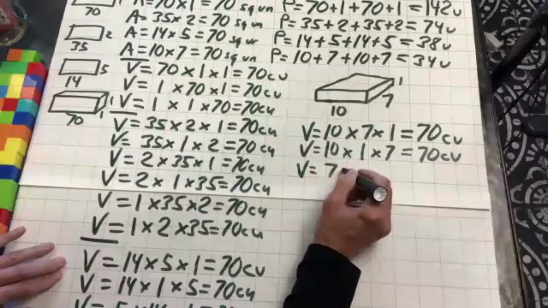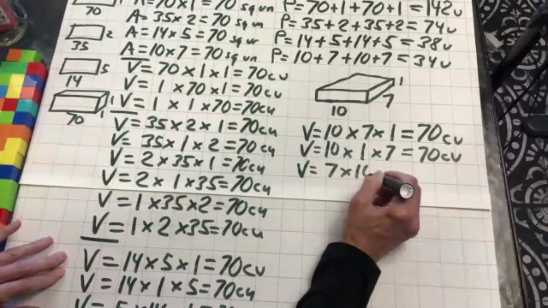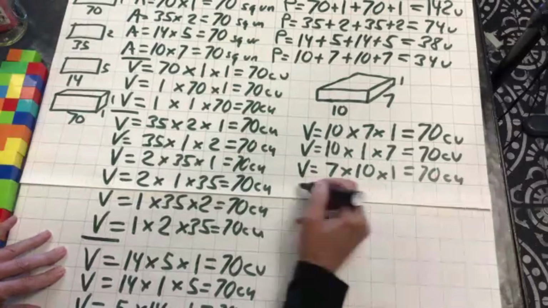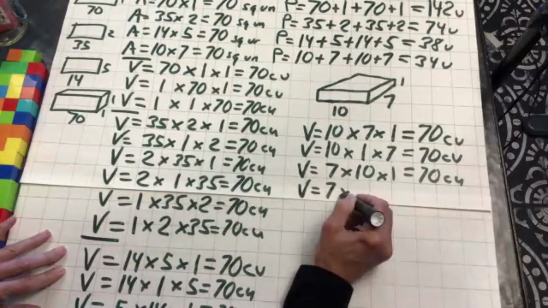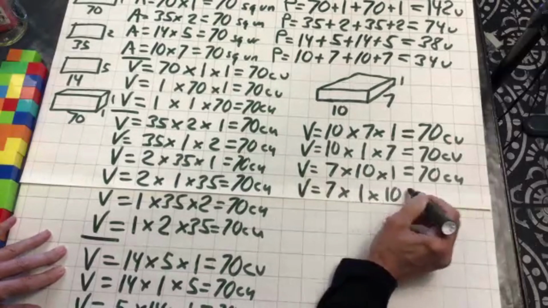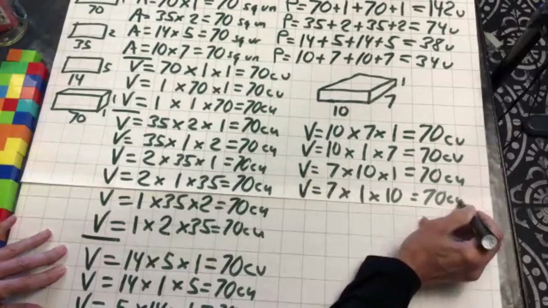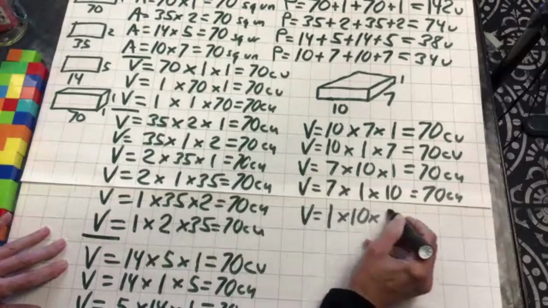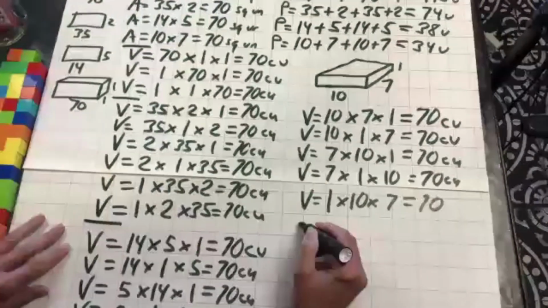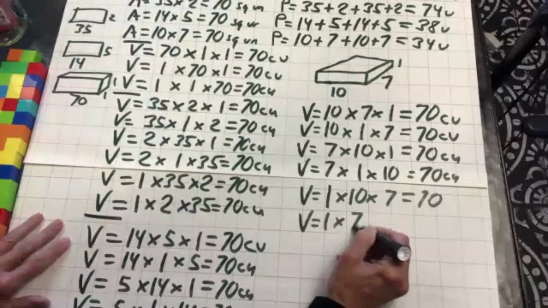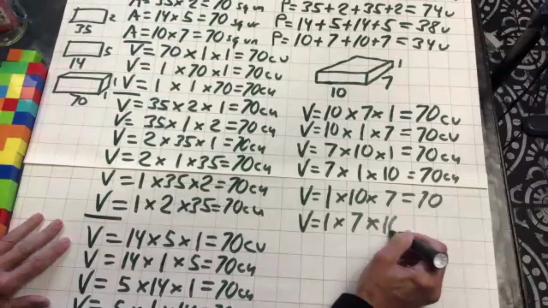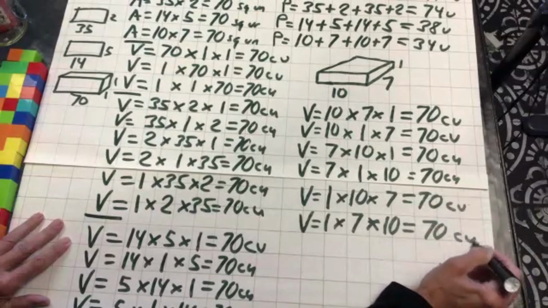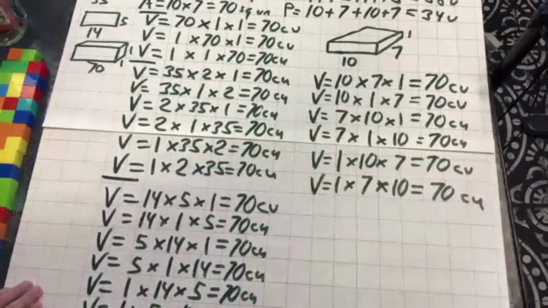Or we could write it 7 wide by 10 deep by 1 tall. Or we could write it 7 wide by 1 deep by 10 tall. And then we can also write it 1 wide by 10 deep by 7 tall. And we can write it 1 wide by 7 deep by 10 tall. And that's it for the number 70.